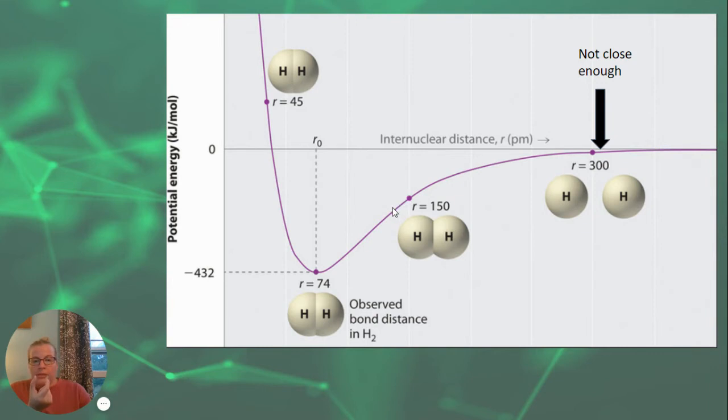And then they get closer and closer, and when they hit a distance of 74 picometers between each other, that is the best combination of attractions of the oppositely charged particles, without dealing with too much repulsion from my nuclei.